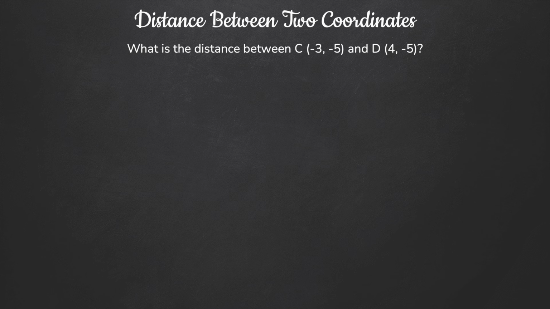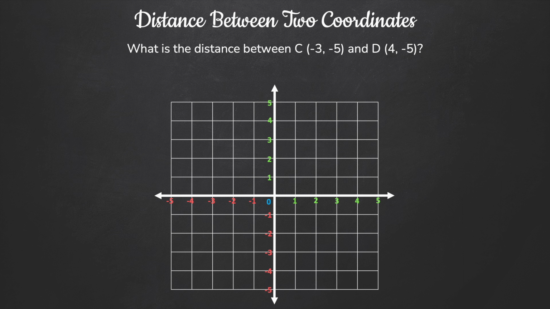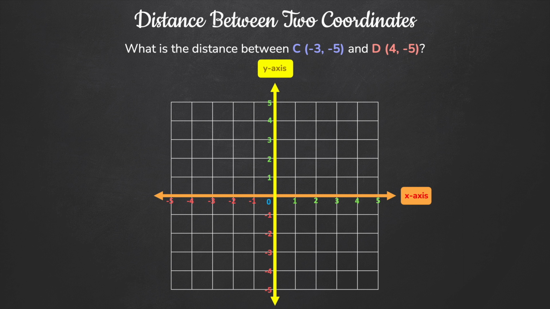Here we have our next example, which says, what is the distance between C, which is at -3 and -5, and D, which is at 4, -5? So again, we're going to go ahead and plot these. For C, our x-coordinate is -3 and our y-coordinate is -5. So where they meet is where we plot this point. And then for D, our x-coordinate is 4 and our y-coordinate is -5. So we're going to look on the graph for where they meet so we could go ahead and plot that.